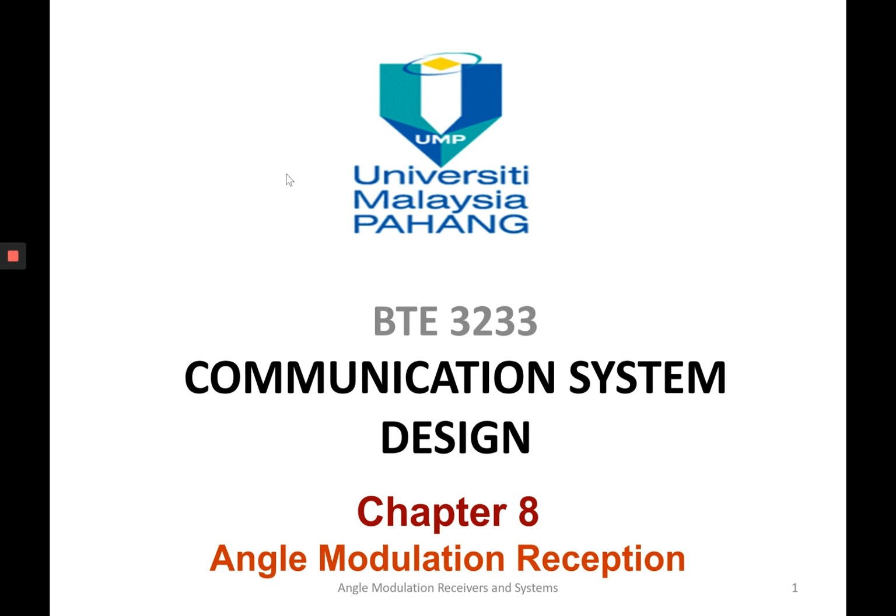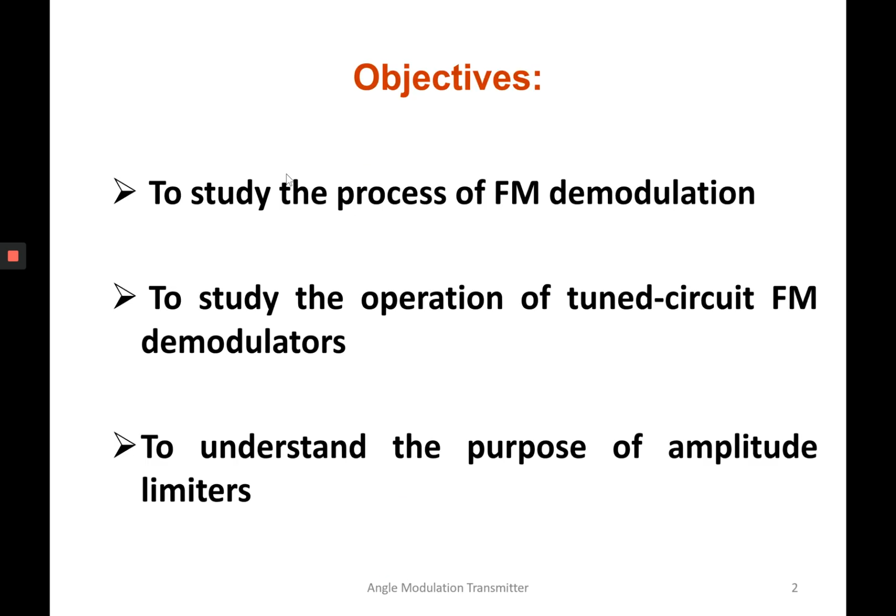You will explain the last chapter of this course, chapter 8, angle modulation reception. The objectives of this chapter are to study the process of FM demodulation, to study the operation of tuned circuit FM demodulators, and lastly, to understand the purpose of using amplitude limiters.